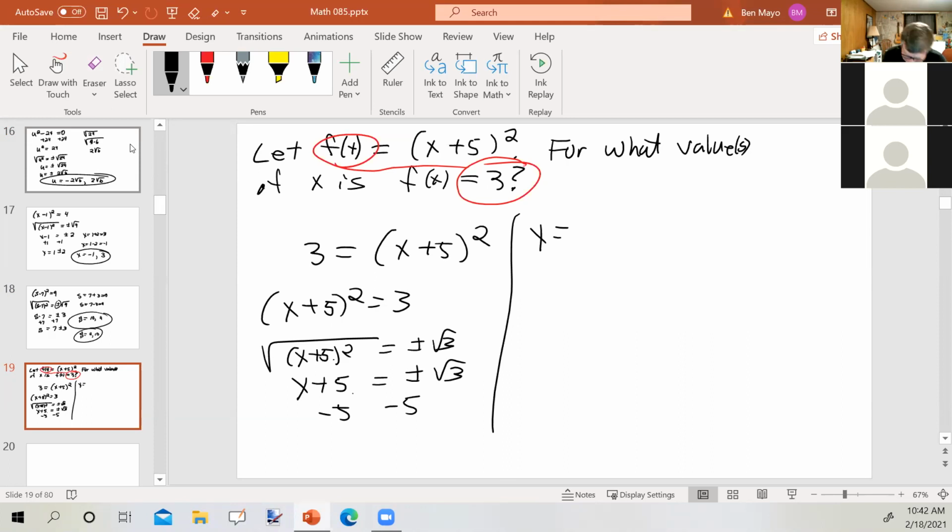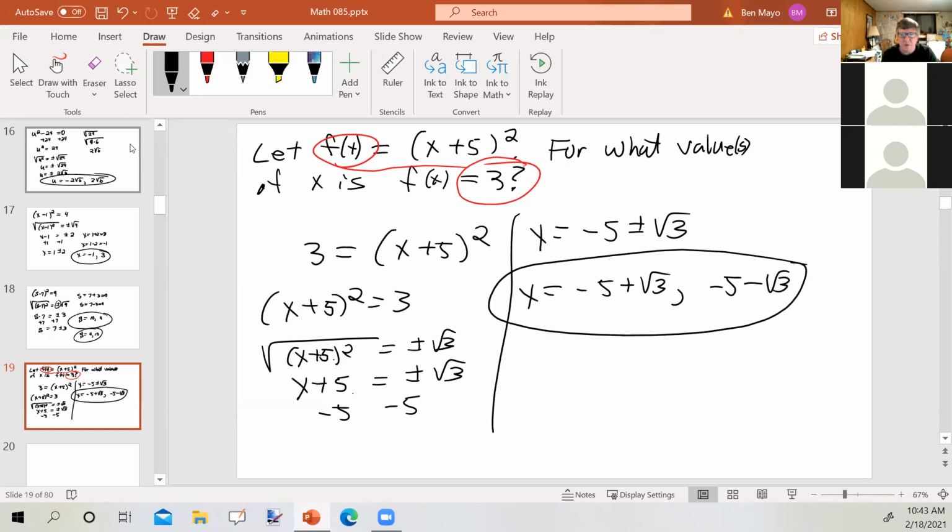Yeah. Okay, great. So I've got x equals negative 5 plus or minus the square root of 3. Now, because the square root of 3 is a radical, I can't combine the negative 5 and those, so I have to leave them separate. So I'm going to have x equals negative 5 plus the square root of 3, comma, negative 5 minus the square root of 3. So those would be the two solutions.